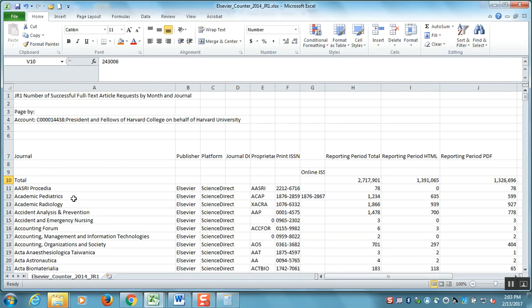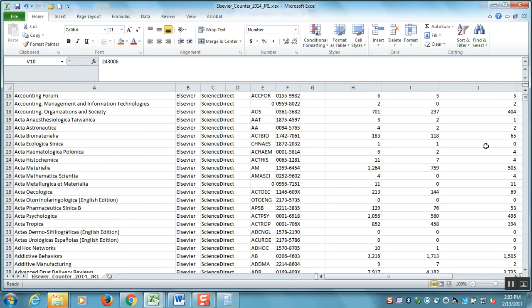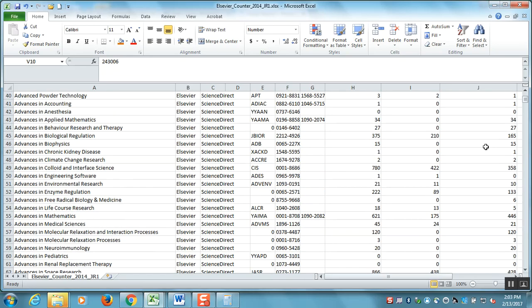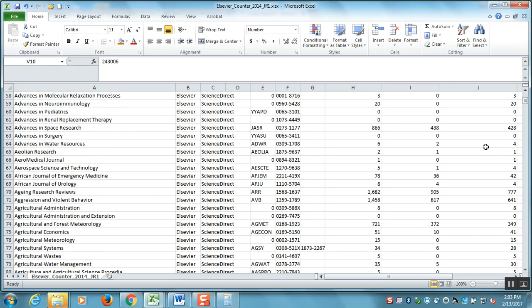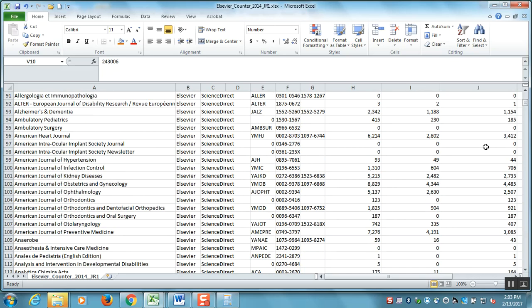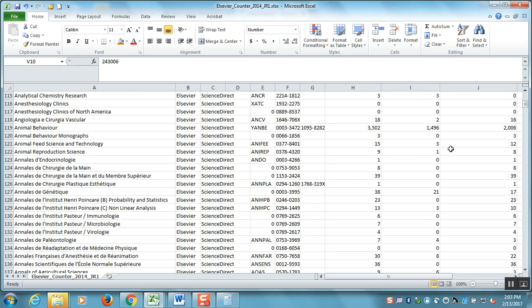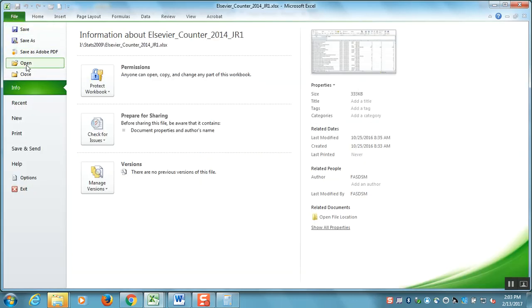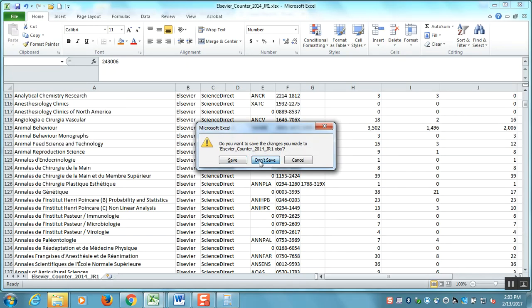So you can see that some journals have high use and some journals have low use. Some have no use, with zeros. And these can all be used in determining whether or not we're going to keep something or not, and what the cost per use is. So I'm going to close that one. And I don't need to save that at the moment.